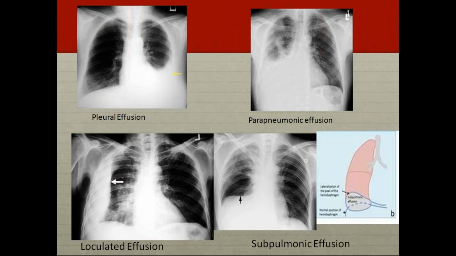It is blunting of the costophrenic angle. You know that. You know the term blunting of the costophrenic angle. You have to say what is the chest X-ray finding of pleural effusion. You have to say the blunting of costophrenic angle. There you can see there is a blunting here. This is a costophrenic angle, and you can't find that angle there.